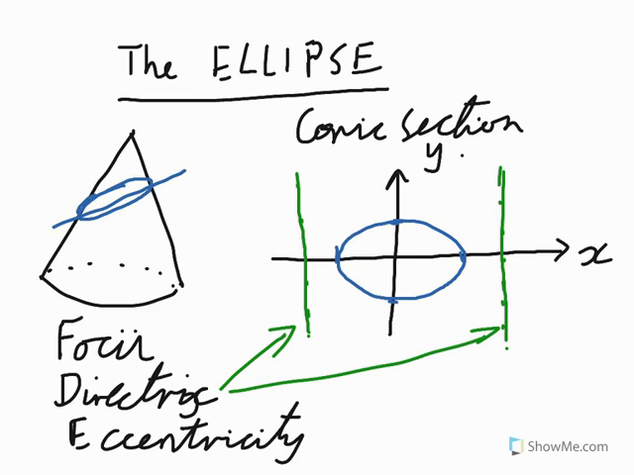We would have also the foci. The foci are points here and here. So they're our foci. Let's call that F and F dashed for our two foci.